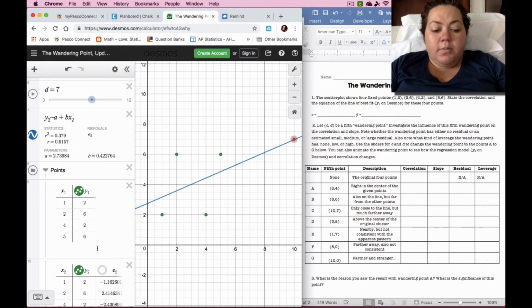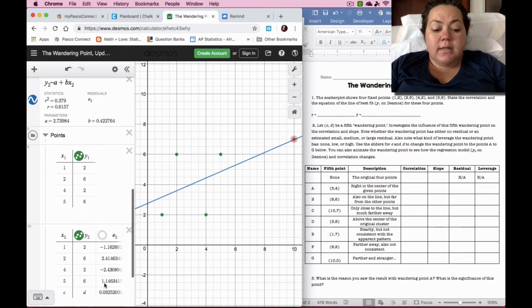And then I can also pull up this other table here, and if I click under points, CD, I can see E2 is what we're calling the residuals. Residual is 0.032, so it looks like it's on the line, and if you read the description, it's only close to the line, but much further away from the other points. So it is a very small residual. It is further away on the x-axis, which means it has some leverage, but I would say it's not a high leverage point, because it's not greatly changing the slope. The slope did change, but not a whole lot.